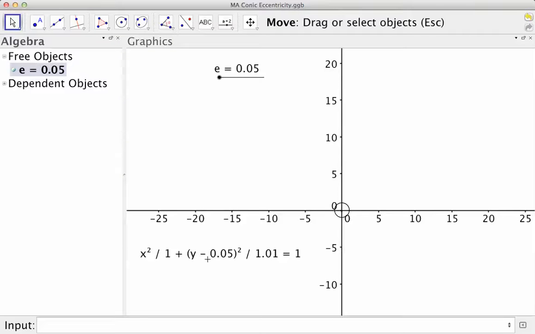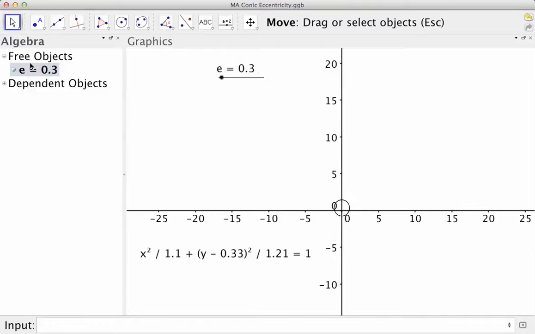So you can see as soon as I changed the eccentricity, it changed into an ellipse because these numbers are no longer the same down here. So A and B switched, and also it's bigger vertically because A is under here. That's a larger square than that, but not much larger, but it is larger. So I'm going to keep varying that.